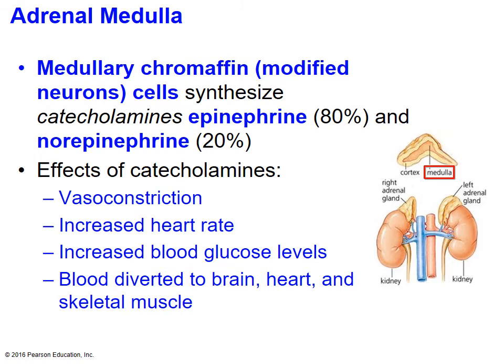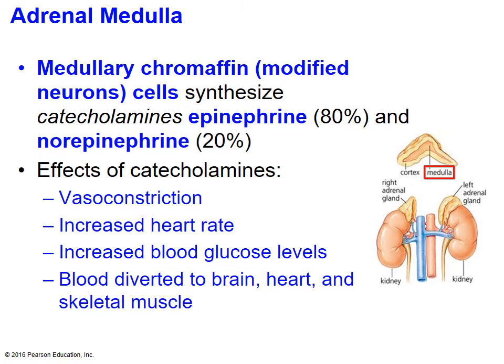Now, the medulla will be very similar to the cortex. It will respond to the body in times of stress and during the fight or flight scenario. The difference is that with the medulla, because it is from a neurological embryonic standpoint, it will produce a whole different category of what we call neurohormones. So the hormones will be different than the ones that we saw in the cortex.